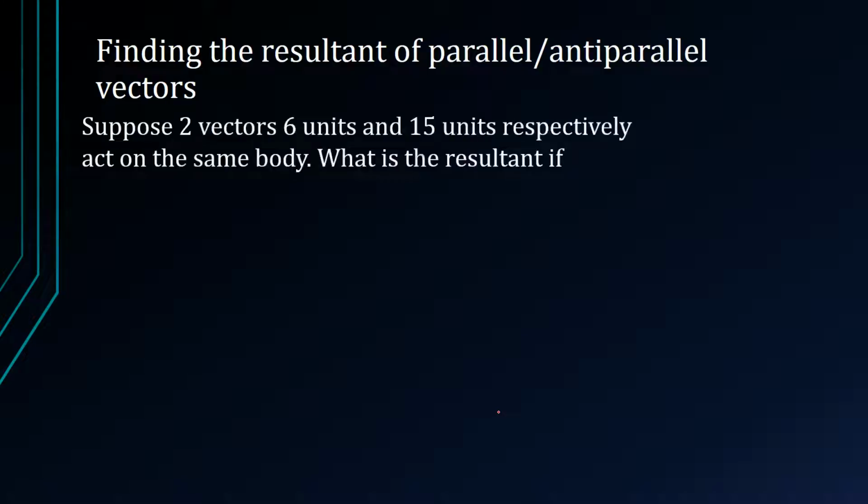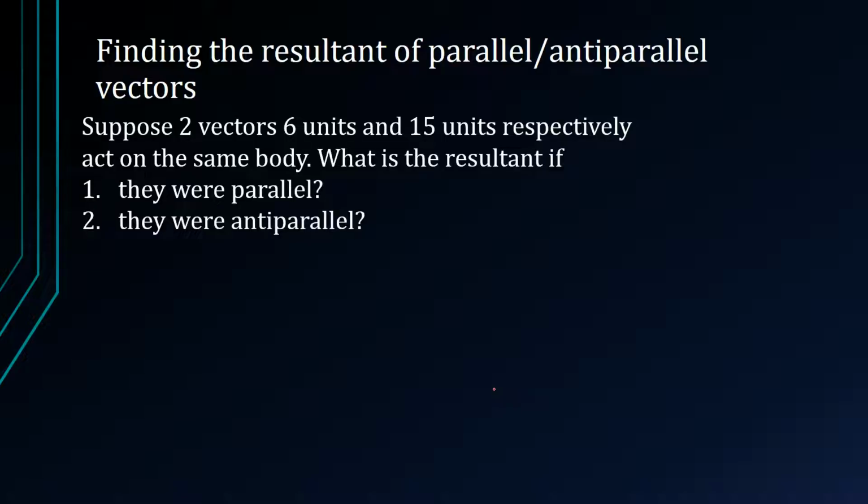Suppose two vectors, 6 units and 15 units respectively, act on the same body. What is the resultant if they were parallel and if they were anti-parallel? First off, I use the word units in most of these cases to generalize the concept. This can be replaced with the units for any vector quantity. For example, if the vector quantity is a displacement, we will use meters instead of units. And you will see more vector quantities later on.